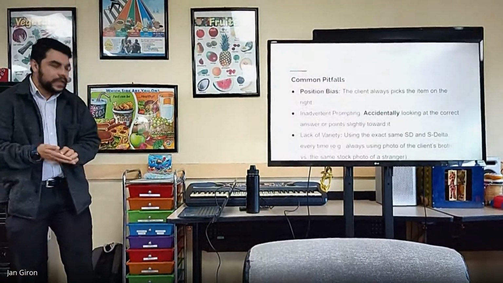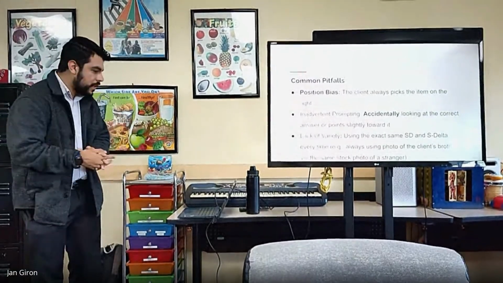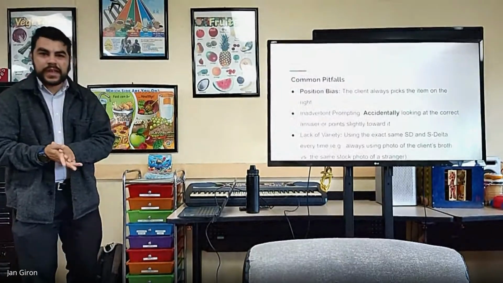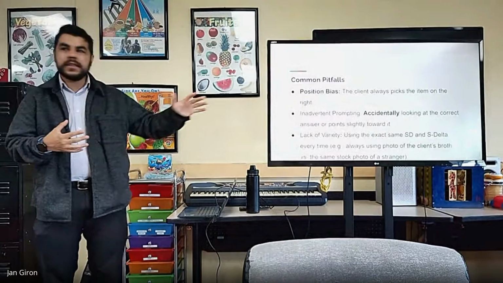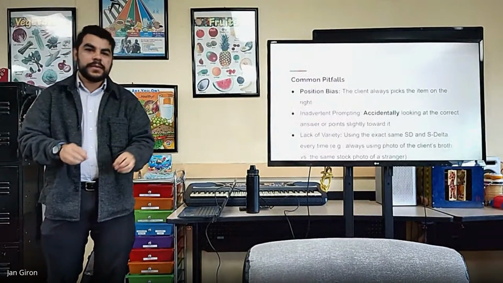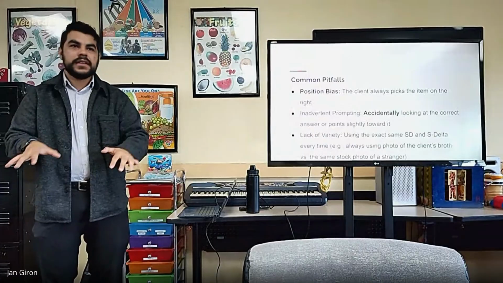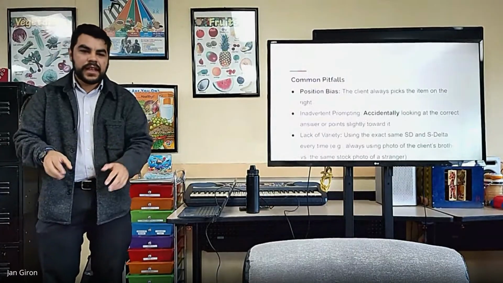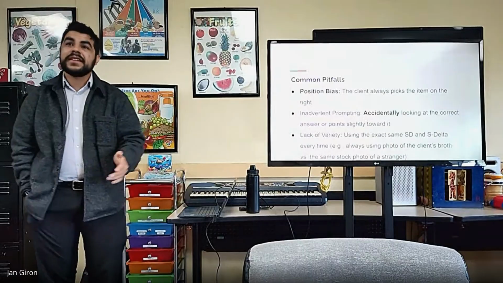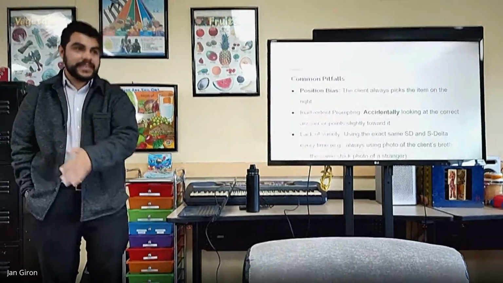Okay. Positioning bias. This is when you do something like in the videos where it's discrete trials. You put all the items on the table. Let's say you're doing safety signs, and no matter what you do, the client keeps choosing the item on the right.